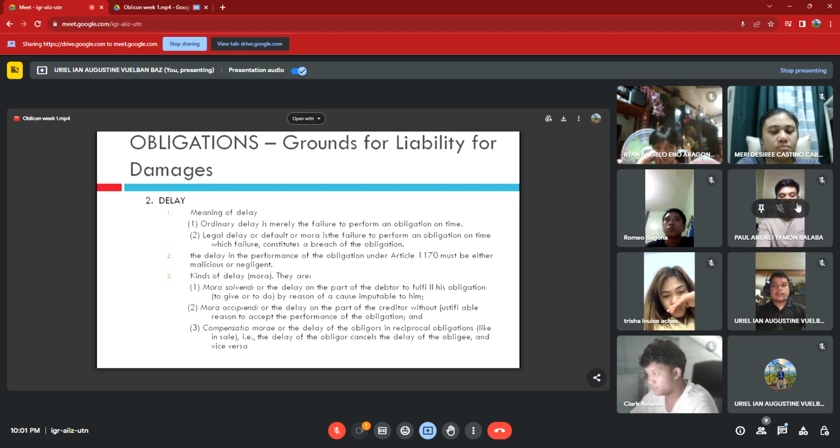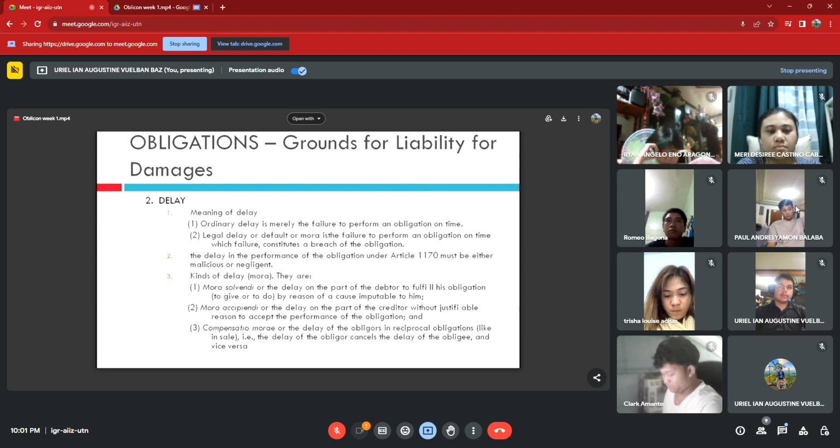Or the delay of the obligors in a reciprocal obligation, like in sale: the delay of the obligor cancels the delay of the obligee and vice versa. It will put both parties in a reciprocal obligation on equal footing. So both the creditor and debtor failed to perform their obligations on time, therefore damages cannot be enforced against each other. Both are at fault.